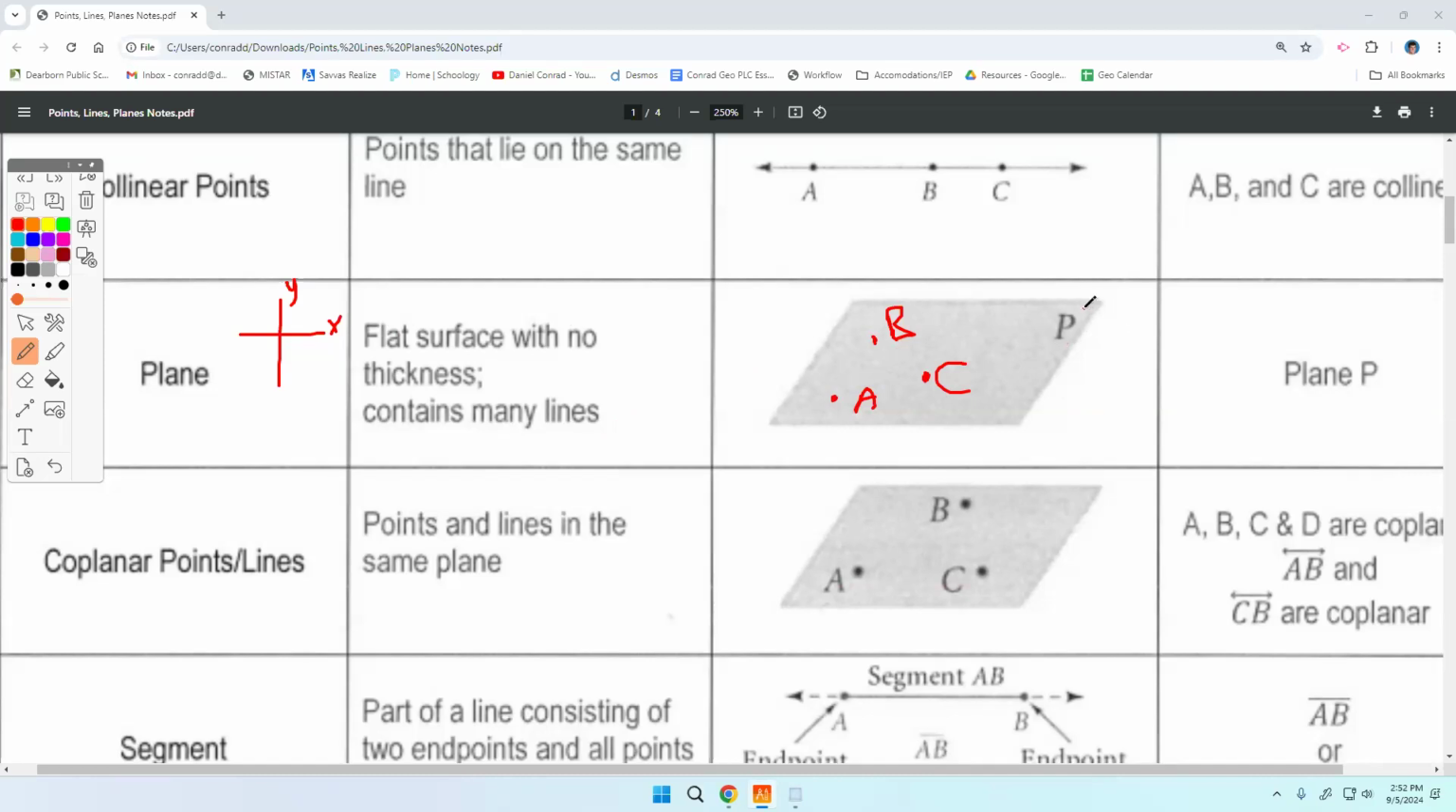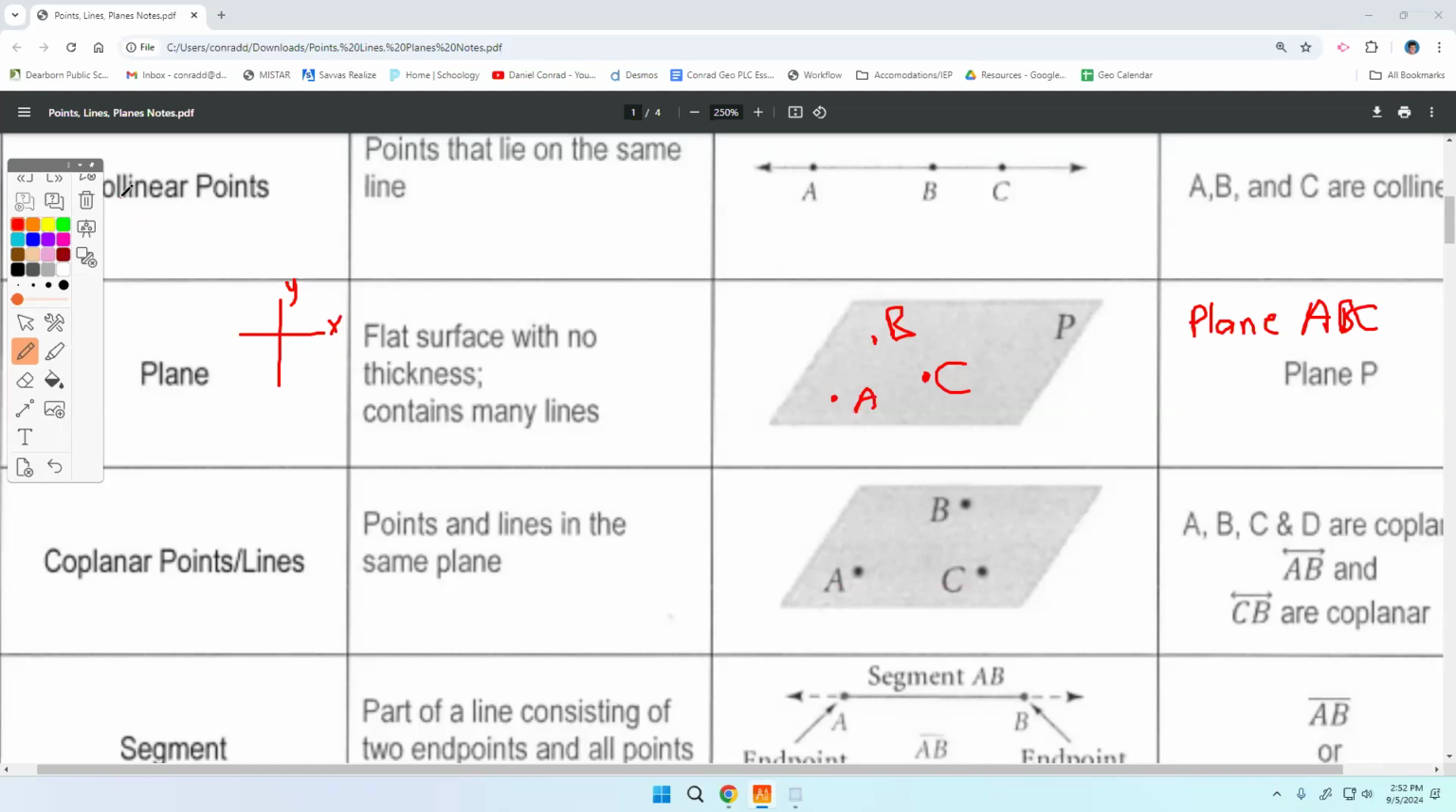To name a plane, you can use the little label in the corner. It's a capital letter in the corner. Or the other way you can do it is we can pick 3 points that are on the plane that are not all on the same line, that are not all collinear. So for example, we could name this plane ABC because A, B, and C are all in the plane and they're not all collinear. They're not all on the same line.